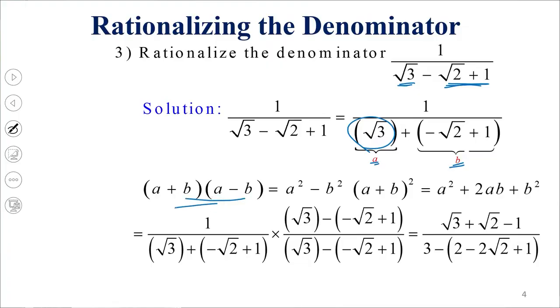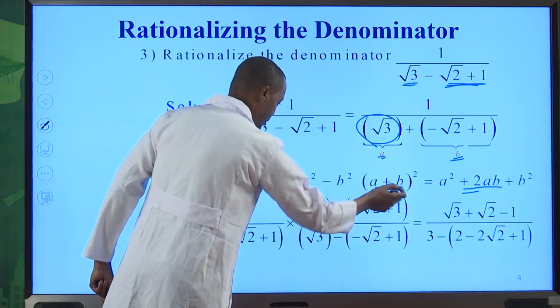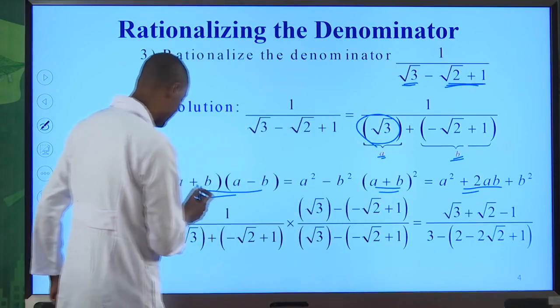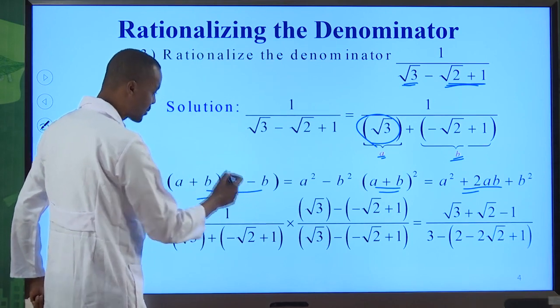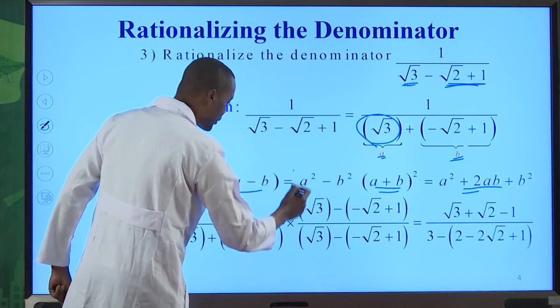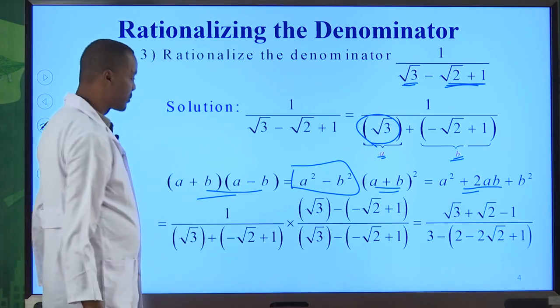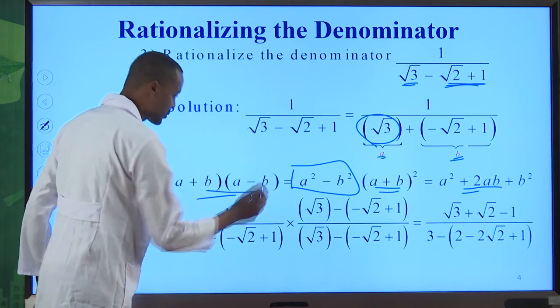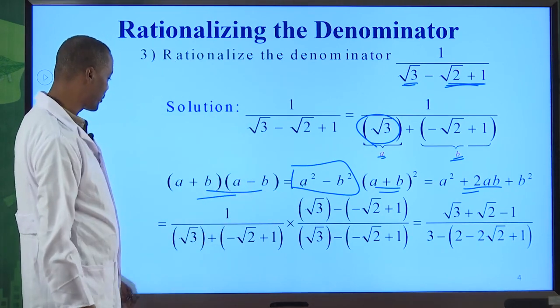Let us see what will happen when we multiply by using this formula, a squared minus b squared. a plus b the whole squared is a squared plus 2ab plus b squared. But here, this one is a plus b times a minus b, which is simply equal to a squared minus b squared. So I'm going to use this expression in order to tackle this problem.